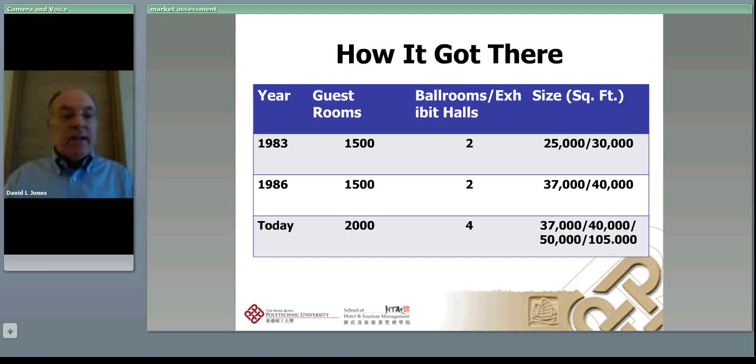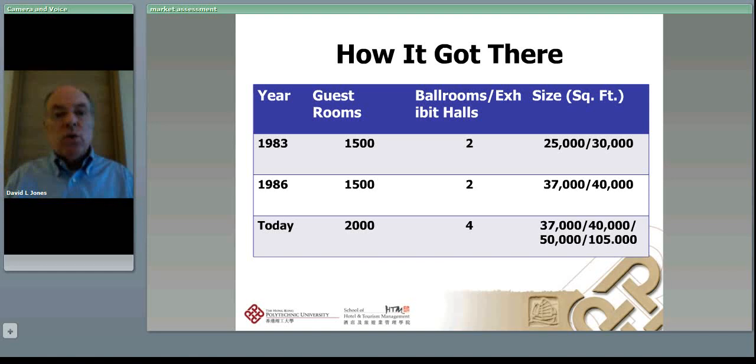But in 1986, when the hotel opened, it still had 1,500 rooms and 2 ballrooms, but now they were 37,000 and 40,000 square feet. Since I left, they continued to keep growing by reducing the size of the golf course that surrounds it. They now have 2,000 guest rooms and 4 ballrooms: the same original 37,000 and 40,000, but now a 50,000 and a 105,000 square foot ballroom, which is really an exhibition facility as well.